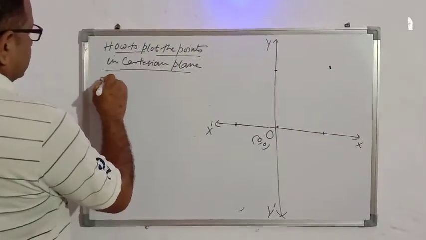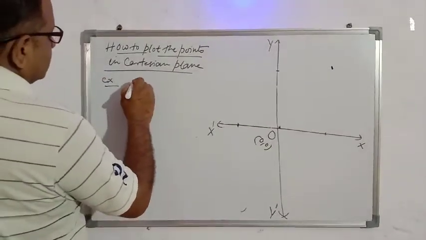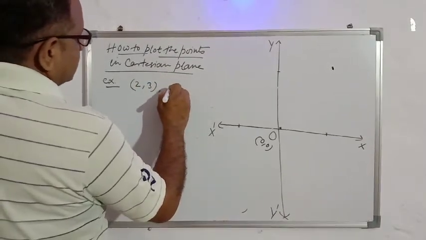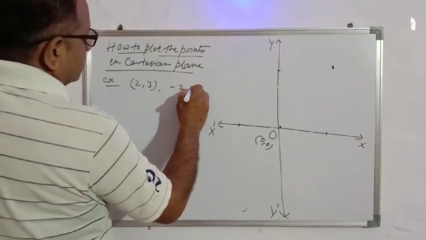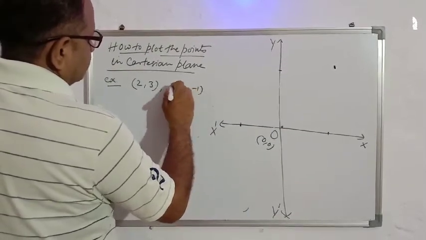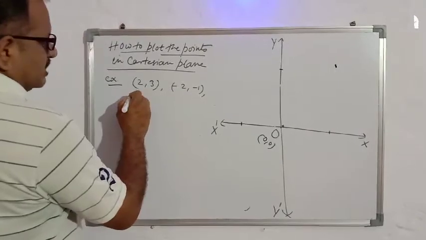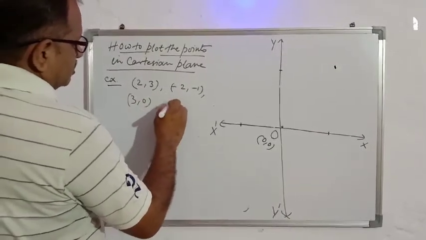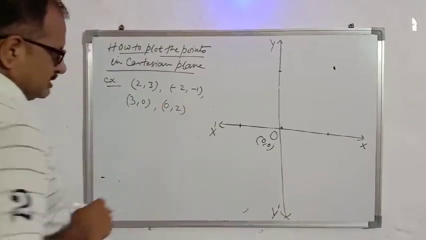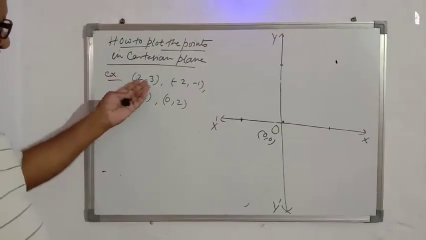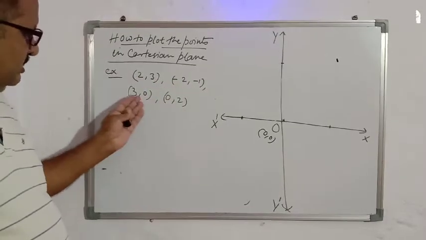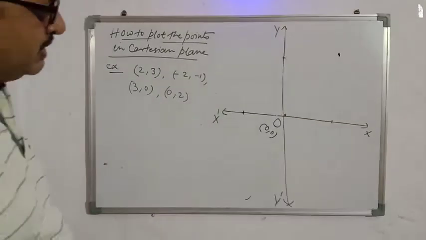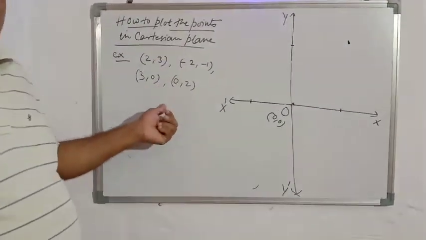So take some examples: (2, 3), next (-2, -1), third (3, 0), and (0, 2), like this. We have taken (2, 3), (-2, -1), (3, 0), (0, 2). We have to plot these points in the Cartesian plane. So you have to plot these points on the graph sheet.